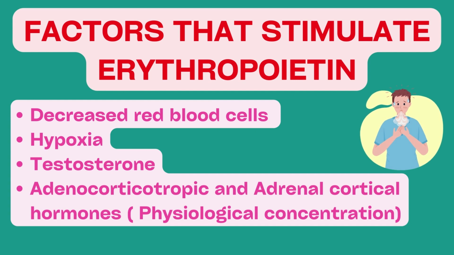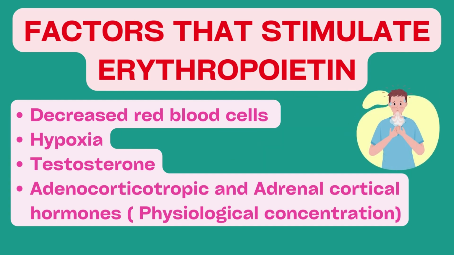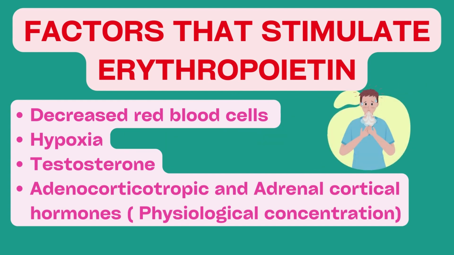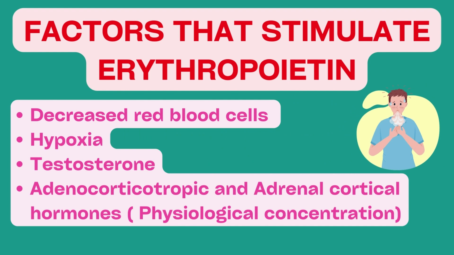Besides, renal production of erythropoietin is increased by the hormone testosterone. That explains the higher red cell count in adult males than in females. Physiological concentrations of hormones like adrenocorticotropic and adrenal cortical hormones stimulate the production of erythropoietin. However, in higher amounts, these hormones inhibit the production of erythropoietin.